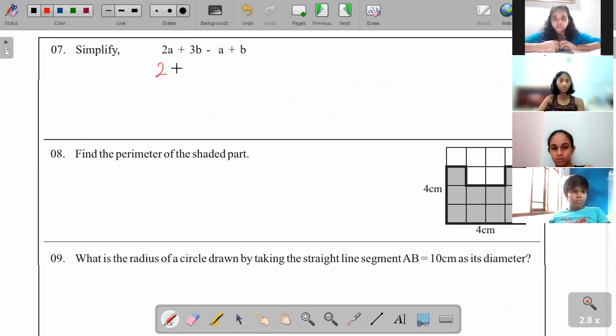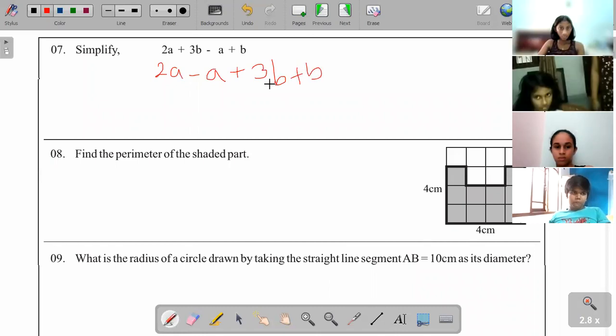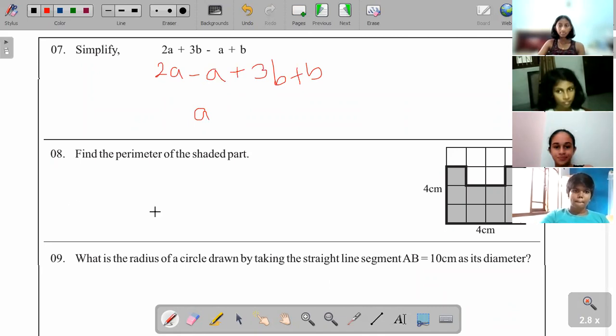What are the like terms? 2a minus a, 3b plus b. What is the answer? 2a minus a. A means 1a, no? 2a minus 1a. What is the answer? 1a. So these two simplification is a plus 3b plus b. B means 1b. 3 plus 1. What is the answer? Plus 4b.